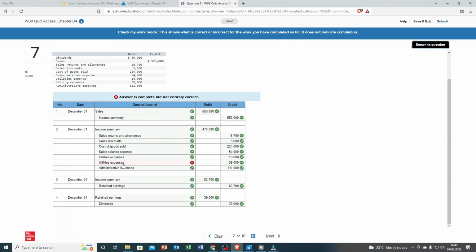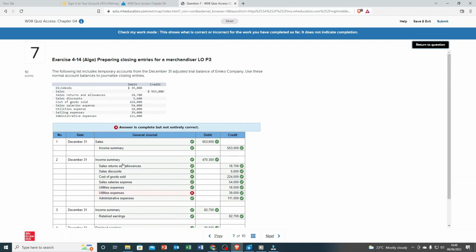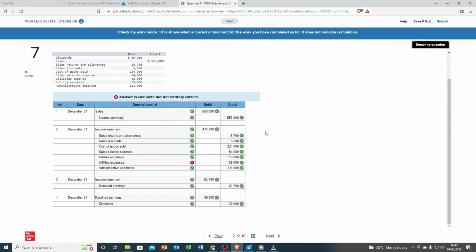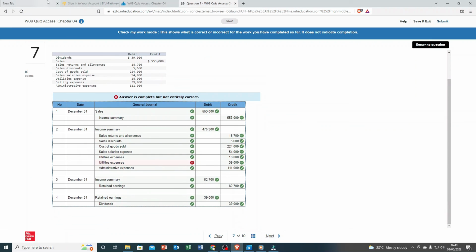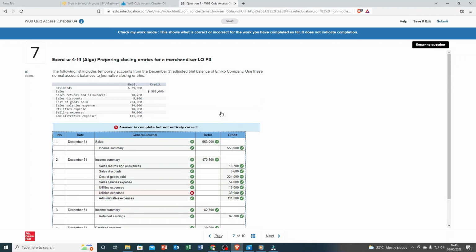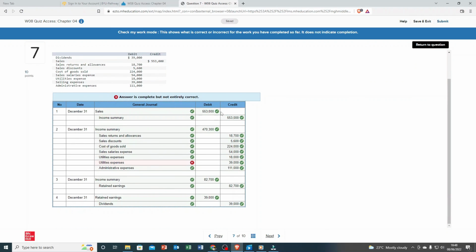Okay. Here I have repeated utilities, and instead it's supposed to be selling expenses for this one here. Earlier I got it right, I just messed up. So just make sure when you're scrolling and getting these that you get them right. But this is the figure. It's supposed to be selling expenses.